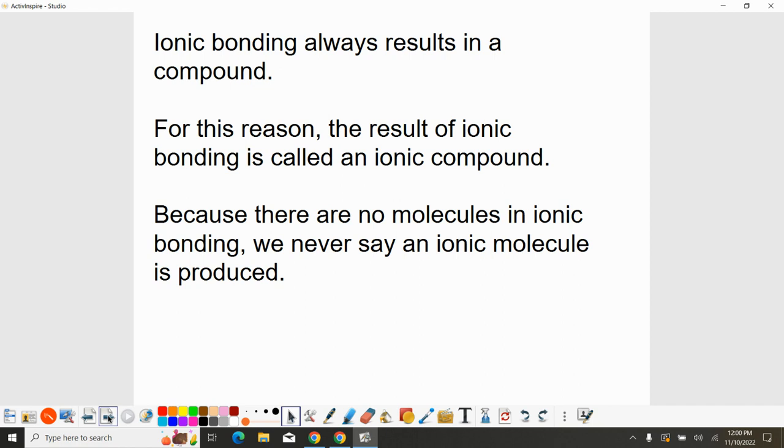Ionic bonding will always result in the formation of a compound because you have to have two different elements. A compound is a chemical combination of two different elements. In ionic bonding, you have a metal and a nonmetal, so you always have two different elements, so you always form a compound. The result of ionic bonding is always called an ionic compound because there's always a compound produced. There are no molecules produced, but you always form a compound.